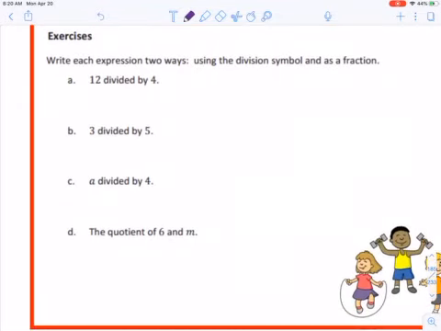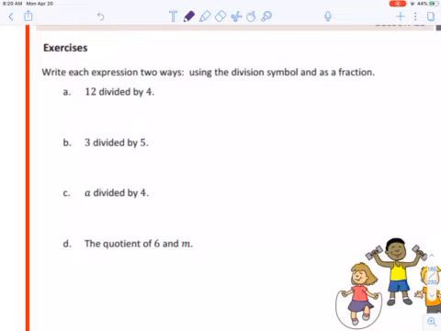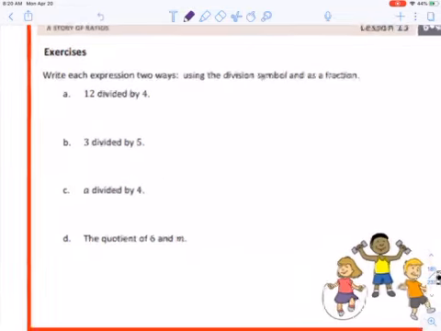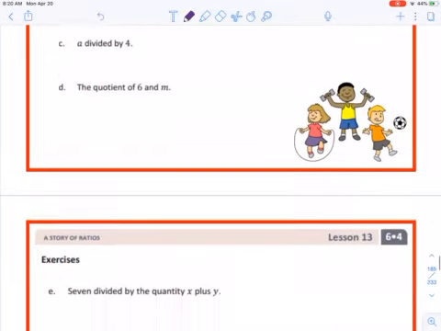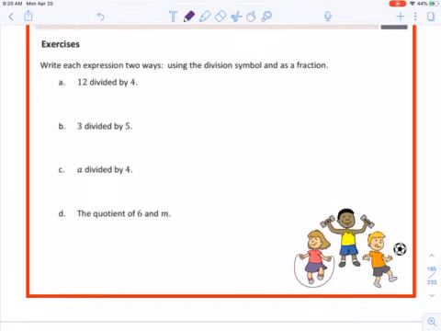Let's move on. Here are some exercises that I want you to try on your own. A, B, and C. Write each expression two ways: using the division symbol and as a fraction. Work through these real quick. I'm going to give you about 3 minutes. Pause the video and work through them.